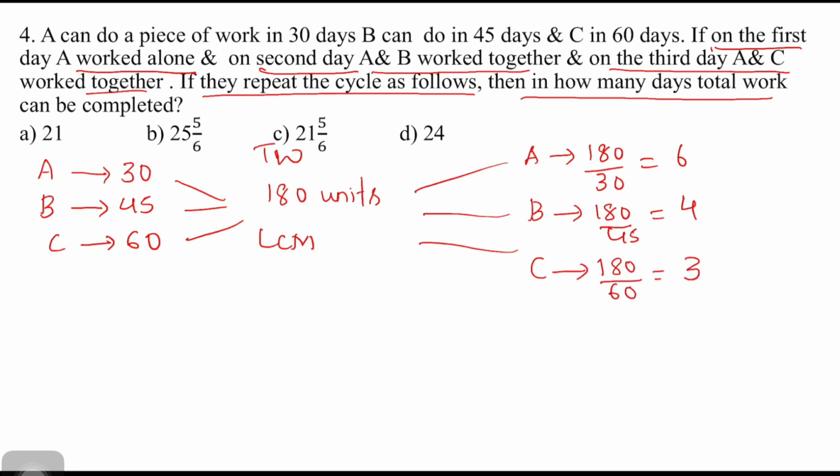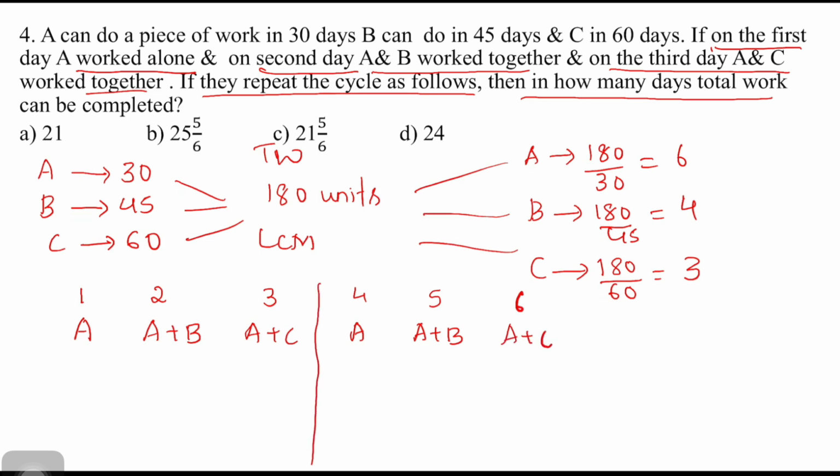So what is the data they have given? On the first day, A is working alone, and on the second day A and B will work, then on the third day A and C will work, and this cycle will go on repeating, they are saying. That means on the 4th day again A will work, 5th day A and B will work, and 6th day A and C will work. Okay, again this cycle repeats. So this is one cycle.